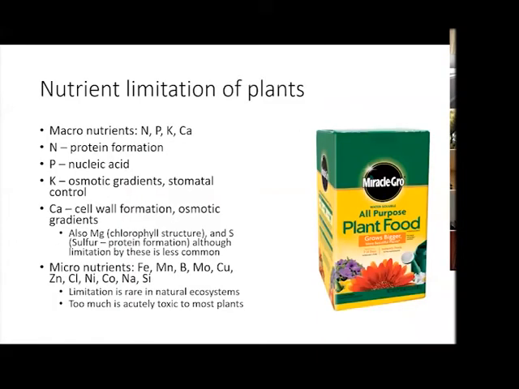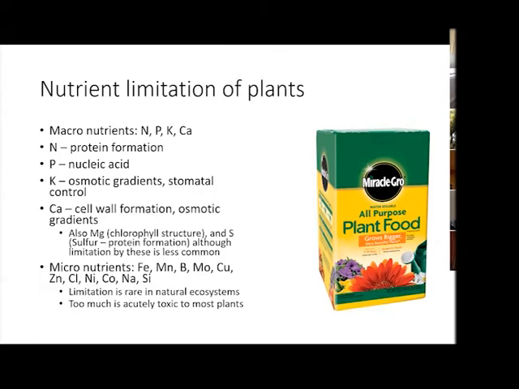Okay, again, some review, we'll just go through this very quickly. Plants are limited by different nutrients. The principal ones that they need in the highest supply, which tend to be the most limiting, are nitrogen, phosphorus, potassium, and calcium. Nitrogen is important in protein formation, and phosphorus is a component of nucleic acids, as well as the molecular storage of energy in ATP.